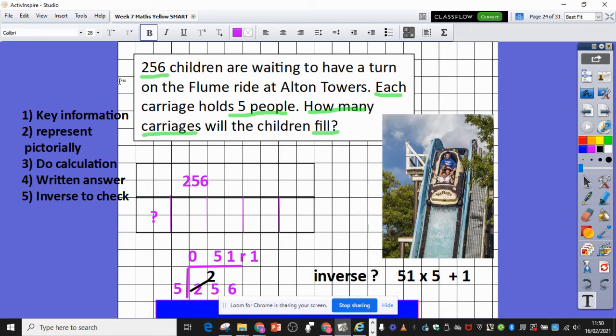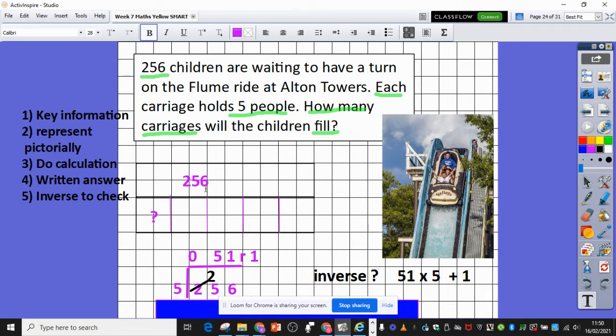Now this is going to be a bit like the CD problems that we had, where there's going to be a remainder in some of the questions. So what are you going to do with all those children if there is a remainder? Are you going to say, sorry, you can't go on the ride? No, you're going to have to think about how many carriages will the children fill. So I'm going to represent my calculation pictorially by doing a bar model.